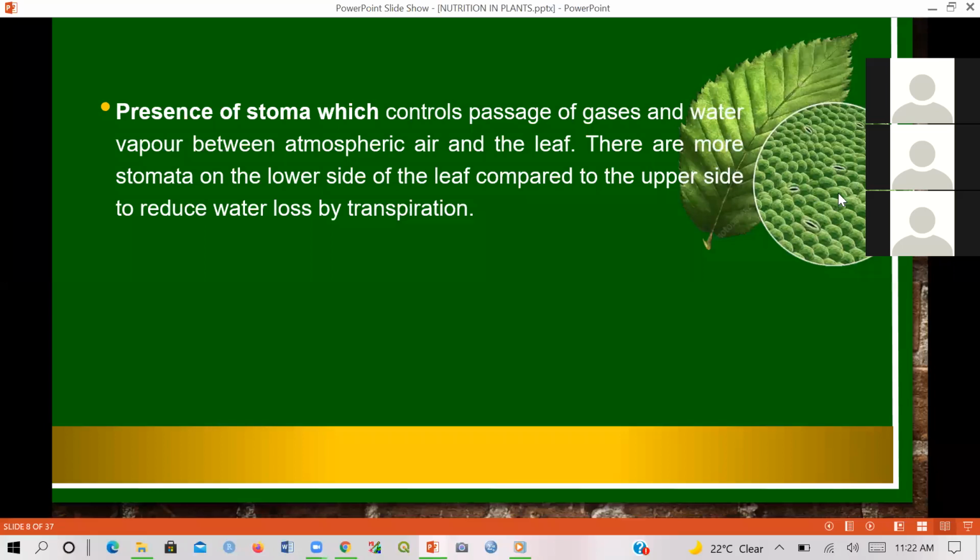Now, these stomata, on top of allowing in carbon dioxide, also control the passage of water vapor between the air and the leaf. Because if the leaf gets water from the roots, this water can also be lost through this stomata here. So this stomata would close so that we don't lose that water. Then we put that water to better use.